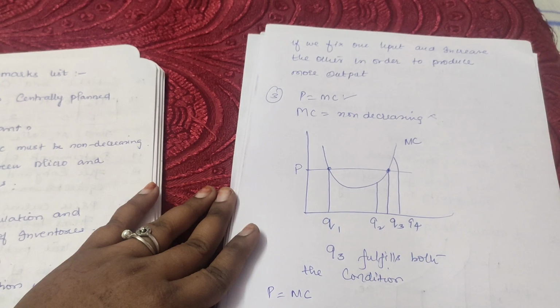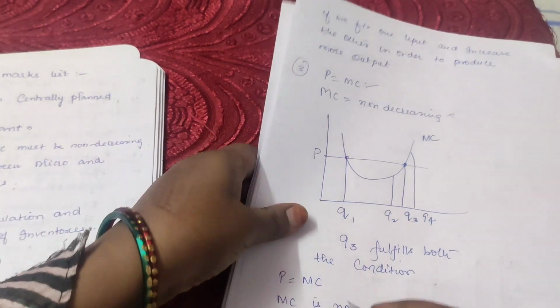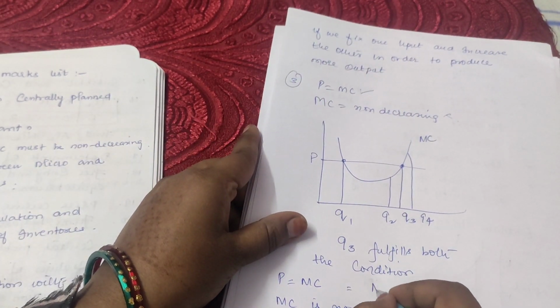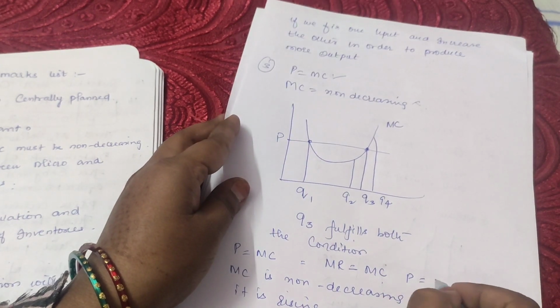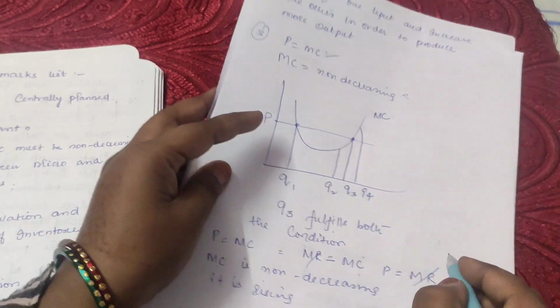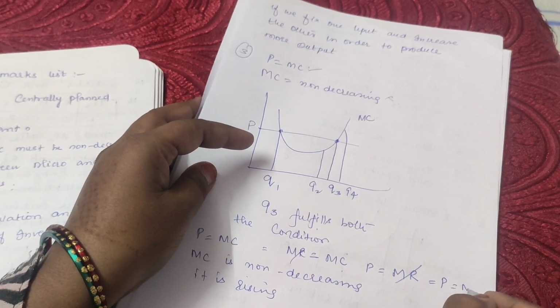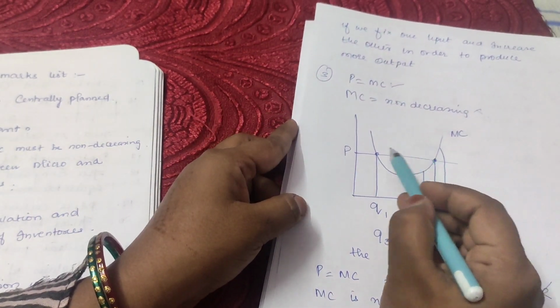It is rising. How P is equal to MC is because MR should be equal to MC and P is equal to MR. So MR gets cancelled, so that P is equal to MC. And MC is non-decreasing. This is the condition.